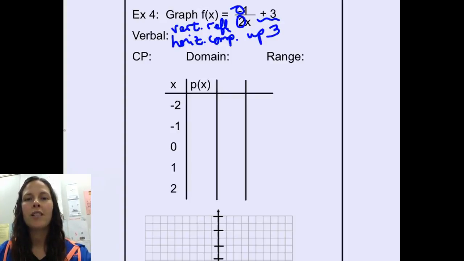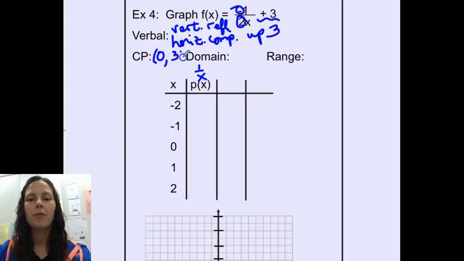Our critical point for this function, it's our reciprocal function. The parent is 1 over x. The critical point is where those asymptotes meet. For ours, we have no horizontal shift, so that will remain 0, and we went up 3. Subbing in our values, 1 over -2, 1 over -1. This will be our asymptote because 1 over 0 is undefined, 1 over 1, and 1 over 2.